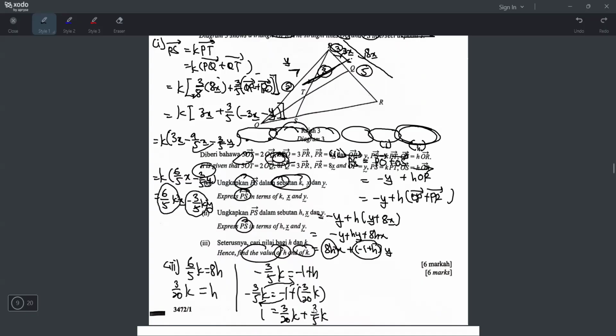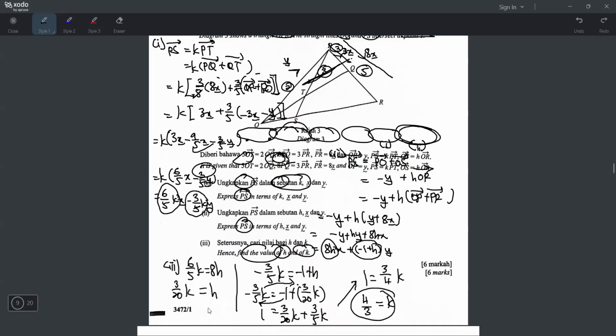Okay, what is 3/20 plus 3/5? So times 4 times 4, 12, 12 plus 3, 15. So it becomes 1 equals 15/20k. But 15/20 is 3/4, right? So now k is equals to 4/3. Okay, because 1 times 4 divide 3, so 4/3. So this is your k answer.